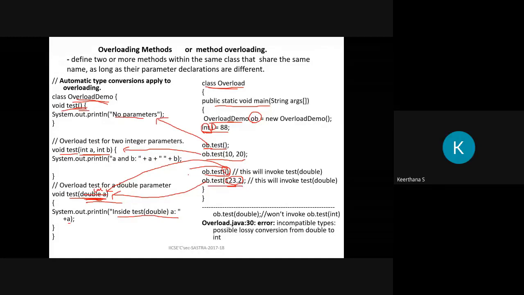No ma'am. Why so? This function call will work because the type of i is integer, and here the parameter type is also integer. But here what is the type of this one? Double. And here we are having int. So here a double to integer type conversion is not possible. It won't invoke ob.test with int, you will get an error: incompatible types, possible lossy conversion from double to int.